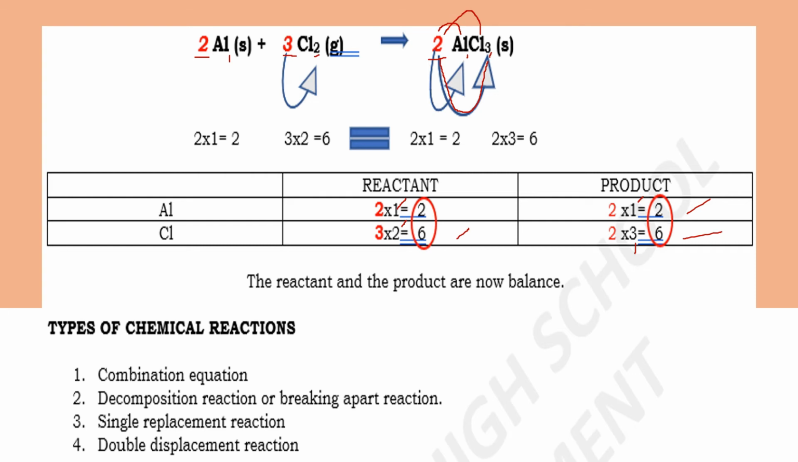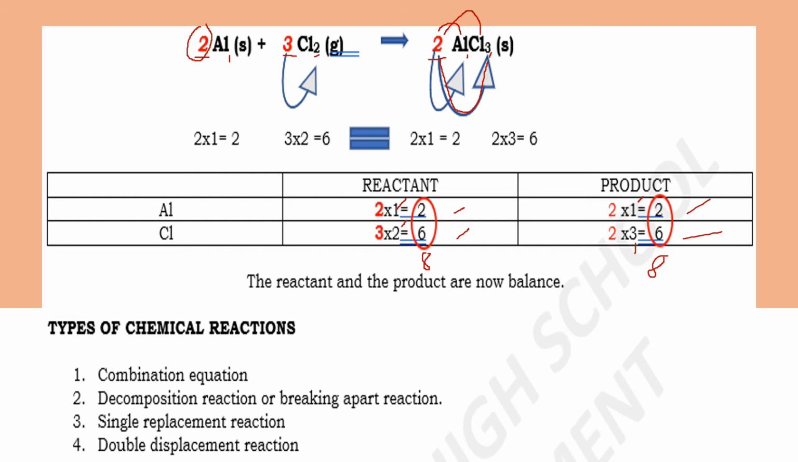So check. The equation now is balanced for Cl. Now how about aluminum? And you put 2 here times 1 and it's now balanced. So we're going to check if the equation is balanced. So you can add 2 plus 6 is 8, and then 2 plus 6 is 8 for the reactant side and another 8 for the product side. So the reactant and the product are now balanced.